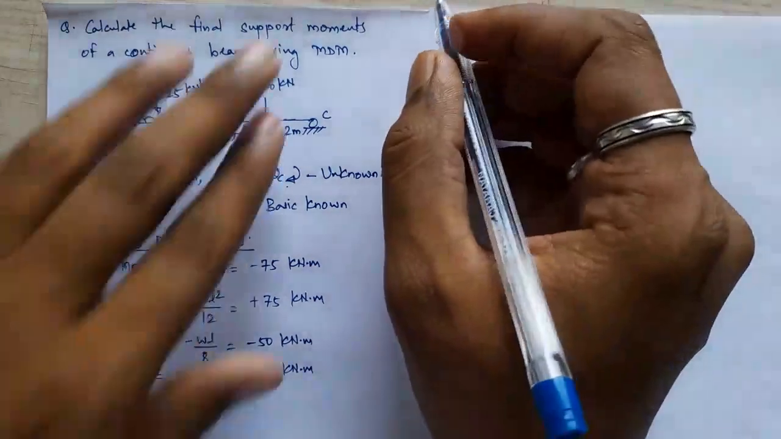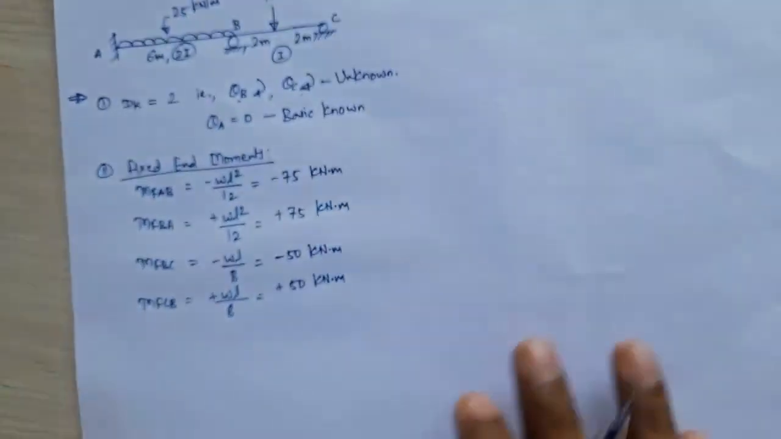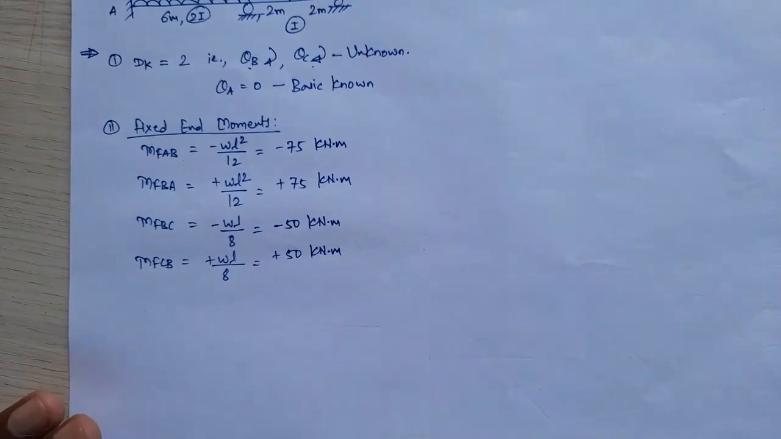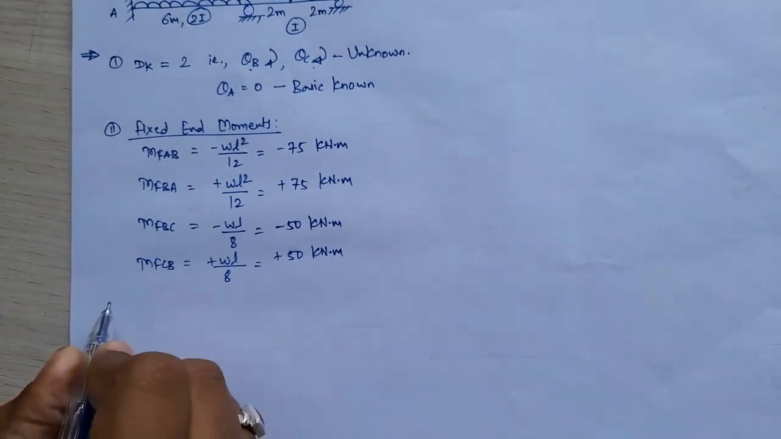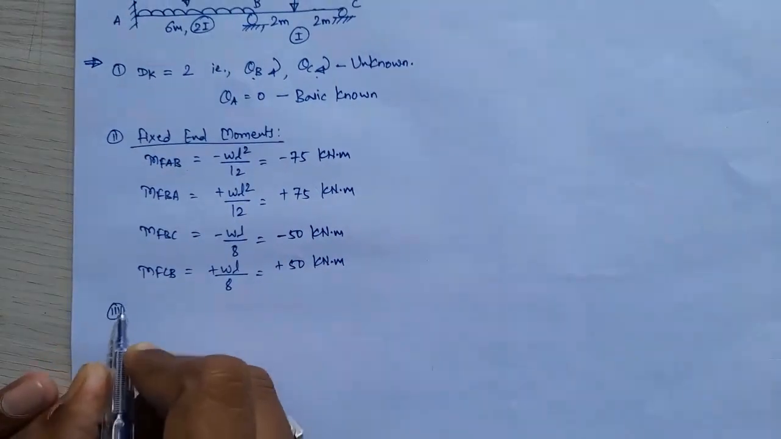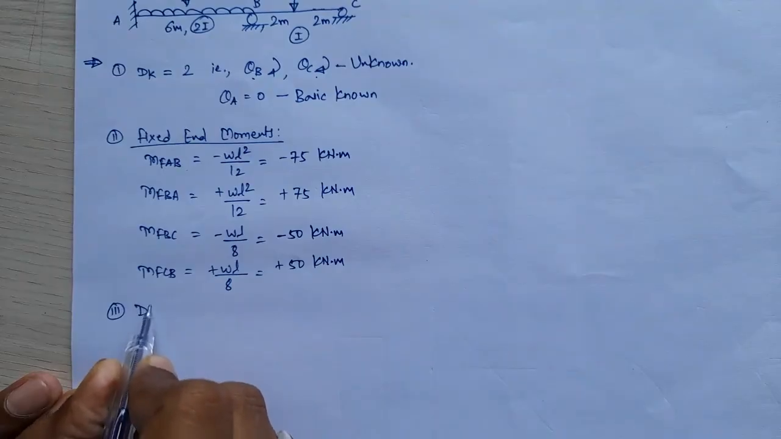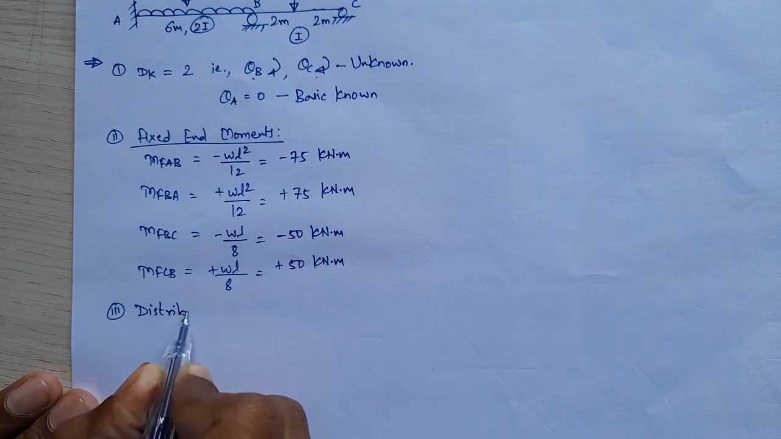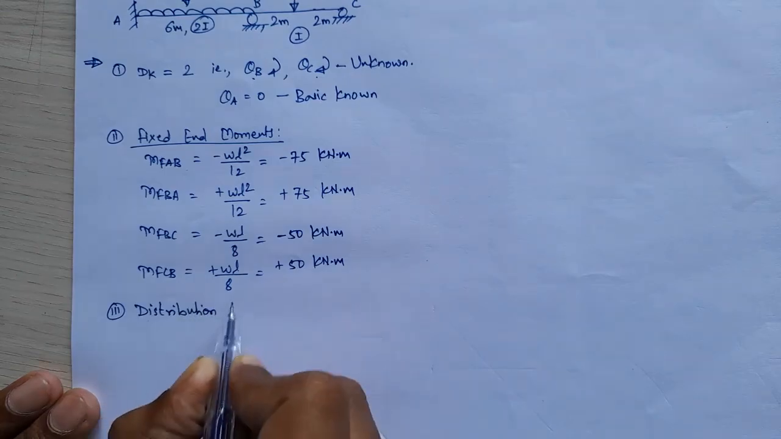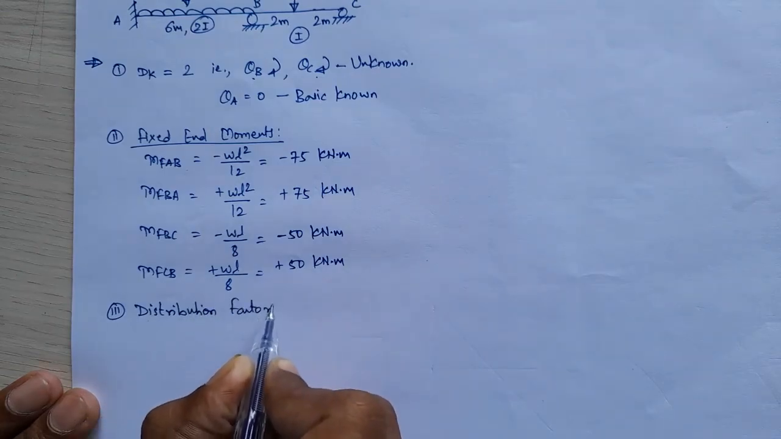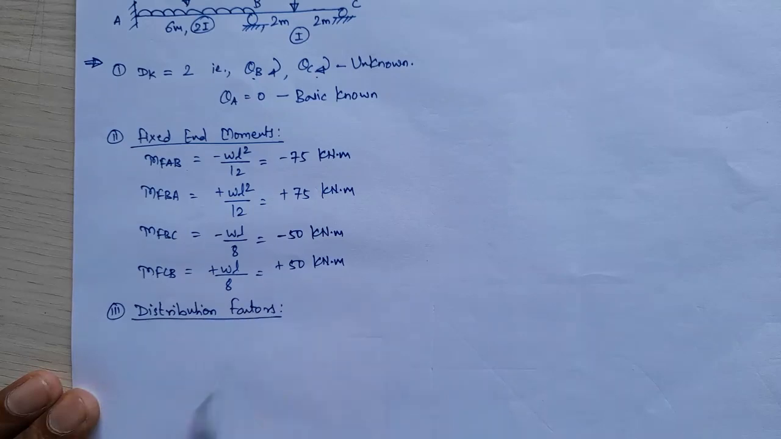Now, next, in the slope deflection method, the third step was the slope deflection equations. Here there is no slope deflection equation, so you have to calculate the moments by using distribution factors. So your next step, third, will be the distribution factors. You have to calculate the distribution factors.